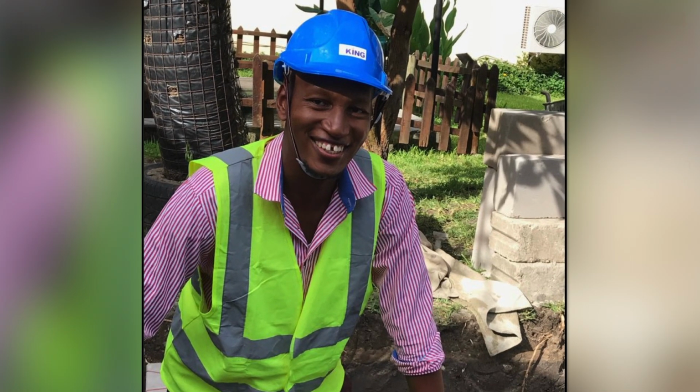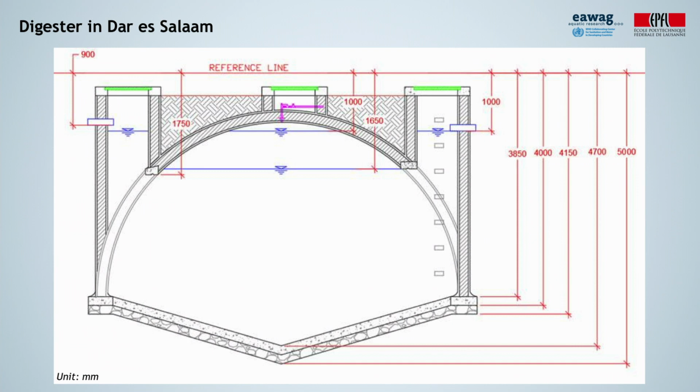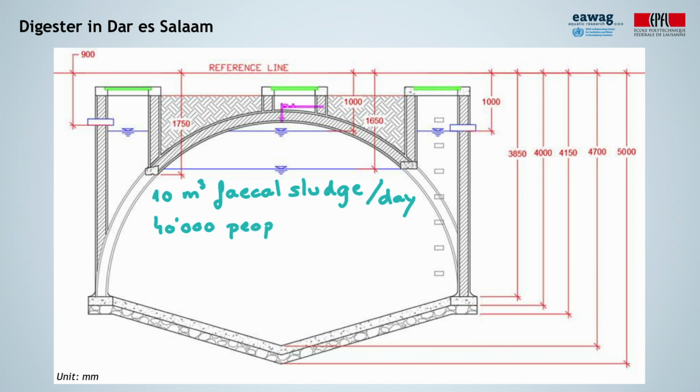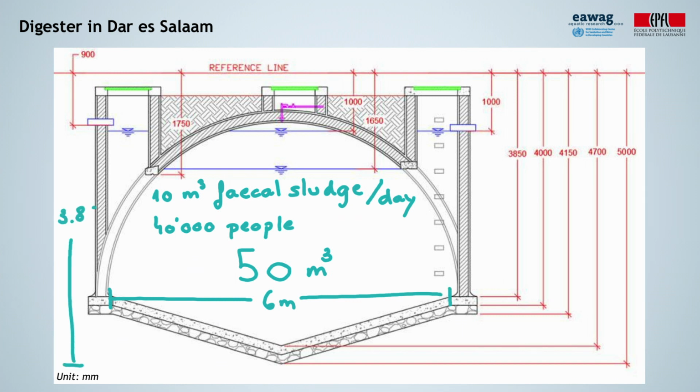Hi Manuel. Sure. The fixed dome digester shown in this module was built to accommodate and treat 10 cubic meters of fecal sludge per day, serving approximately 40,000 people. Nevertheless, such a reactor could also accommodate and treat kitchen and food waste with minor changes in the design. The digester has a volume of 50 cubic meters with a diameter of 6 meters and a total internal height of 3.85 meters.